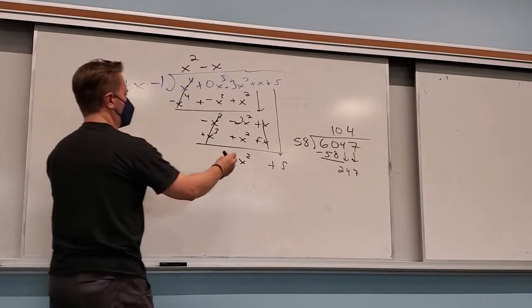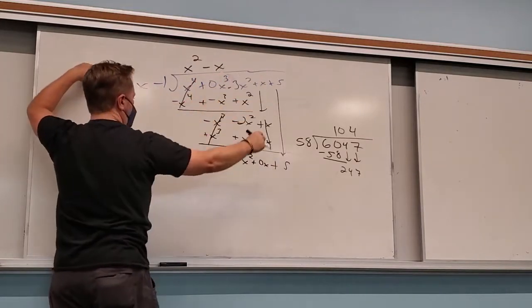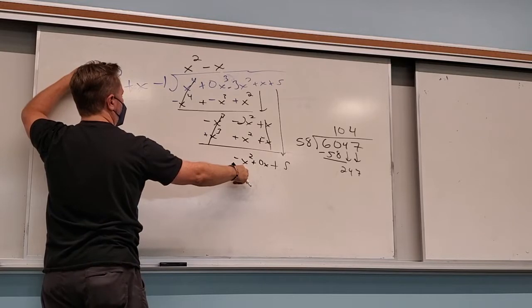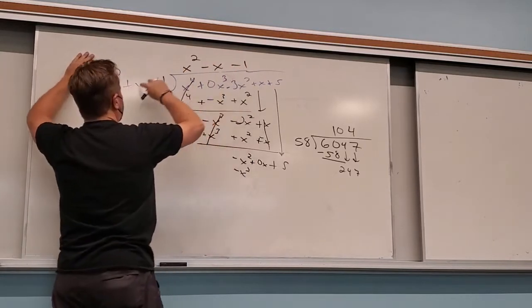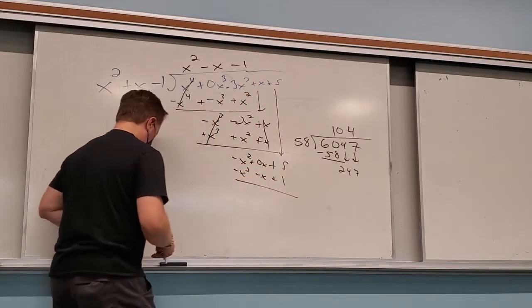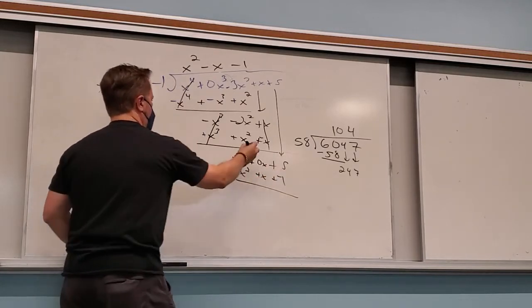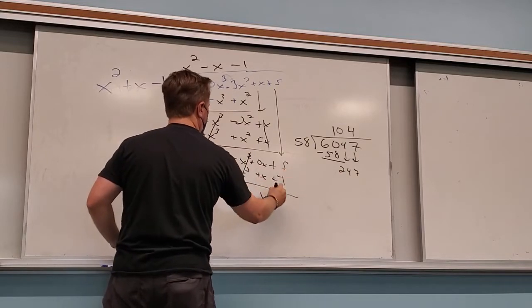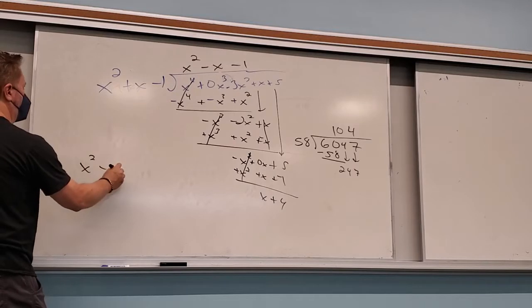Might as well put a 0x here. X squared times what is negative x squared? Negative 1. Negative 1 times x squared is negative x squared. Negative 1 times x is negative x. Negative 1 times negative 1 is plus 1. Change the signs. That leaves x plus 4. And then how do I write the answer? It'll be x squared minus x minus 1.